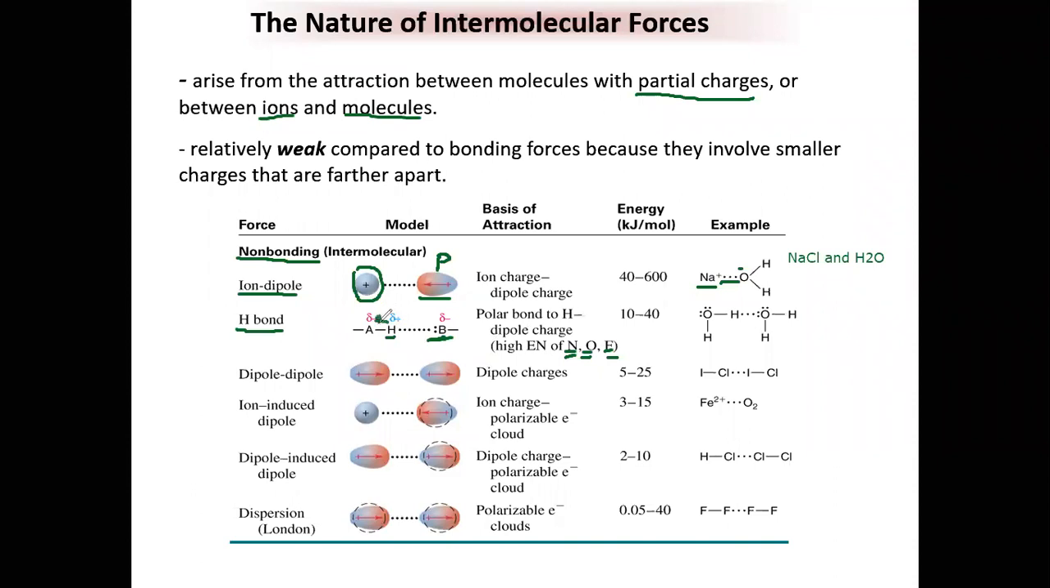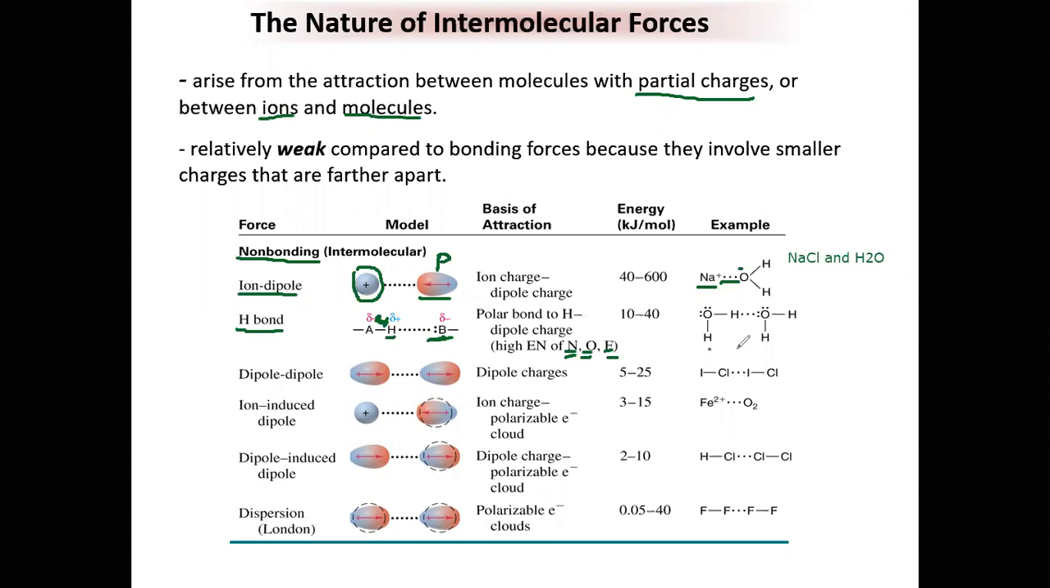And since you have a polar bond, you have a dipole. So the positive end is the hydrogen. The negative end is the nitrogen, oxygen, fluorine, and then it interacts with a lone pair on one of those three elements. And then again, this is an attraction between those two molecules. And hydrogen bonding is a very strong intermolecular force.